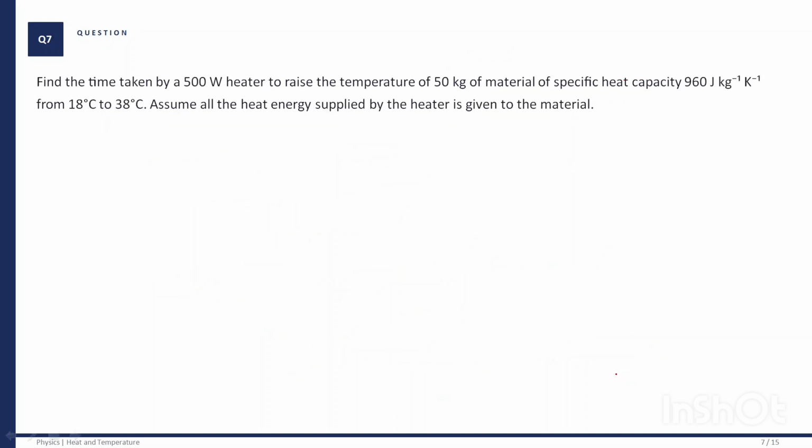Question 7. Find the time taken by a 500-watt heater to raise the temperature of 50 kg of material of specific heat capacity 960 joule per kg Kelvin from 18 degrees Celsius to 38 degrees Celsius. Assume all the heat energy supplied by the heater is given to the material.